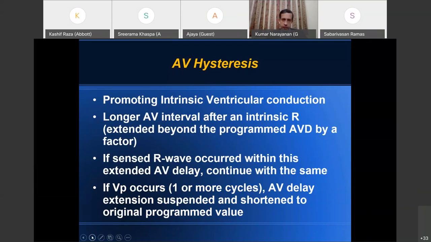If the patient has an intrinsic R wave, then in the next cycle, the pacemaker will allow for a longer AV interval than what you have programmed. And you can set a factor by which you want to extend the AV delay. And within this extended AV delay, if the R wave happens, intrinsic R wave, then the pacemaker continues with this extended AV delay, and it keeps happening as long as intrinsic conduction is there within that window. However, if there is no intrinsic conduction and V pacing happens, then the extension of this AV delay is suspended and it gets shortened back to its original value. So that is simple AV hysteresis.